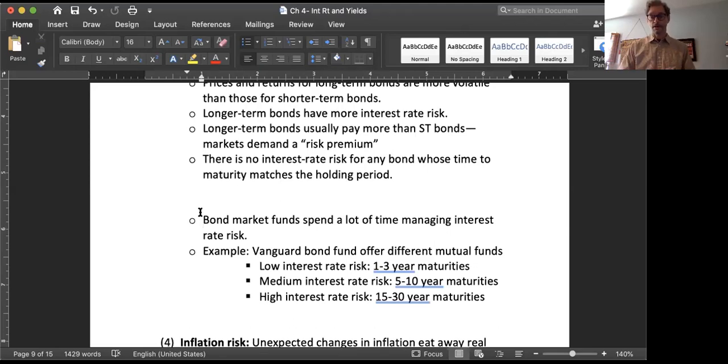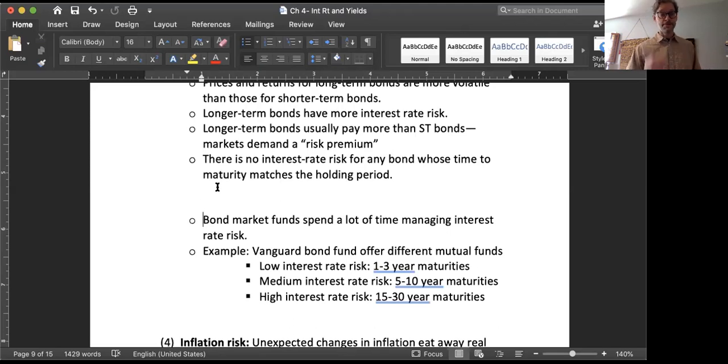So for instance, Vanguard, who's a very popular mutual fund, they offer some bond funds, and when you pick from their bond funds, they actually offer what they call a low risk bond fund, a medium risk bond fund, and a high risk bond fund. And what's true about the low risk bond fund, it only holds bonds of maturities of 1 to 3 years, right? Short-term bonds. Medium interest rate risk bond funds hold maturities of 5 to 10 years. And then the higher interest rate risk bond funds hold long maturities of 15 to 30 years.